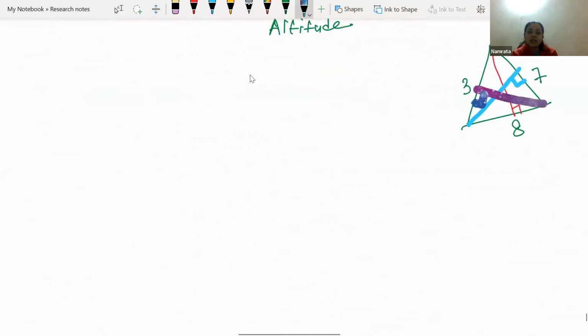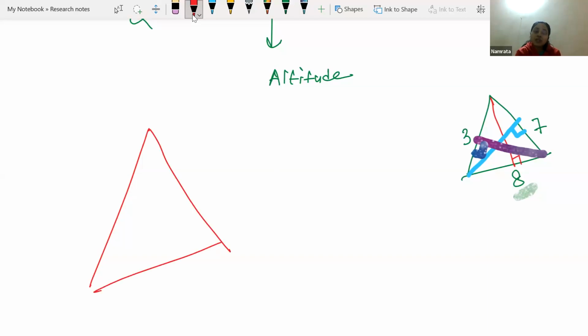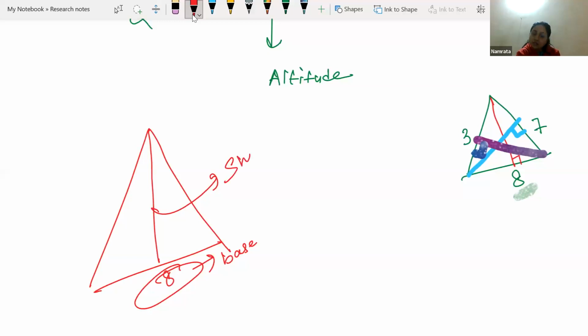Among 3, 7 and 8, 8 is the larger number among these three. So we will be dropping the perpendicular on the largest side. Are you getting me? So this is the base, and this will become the shortest. Then only we will get the shortest altitude.